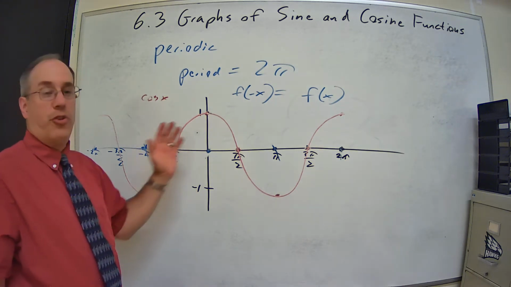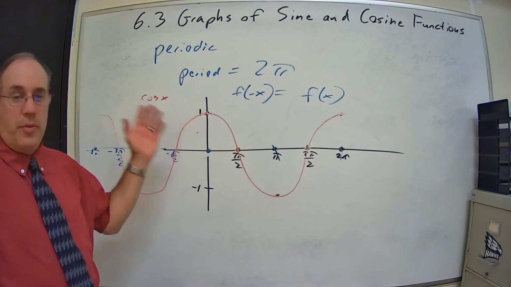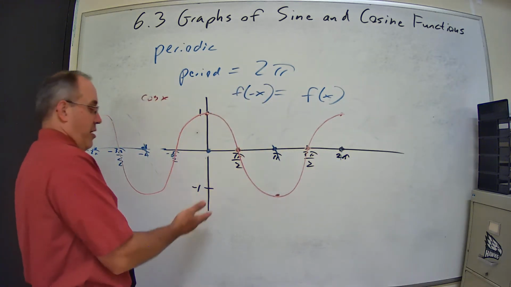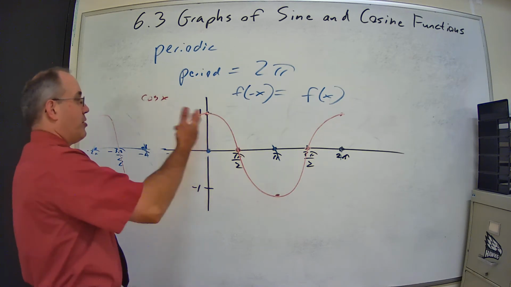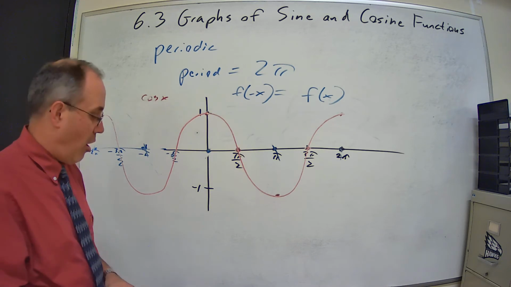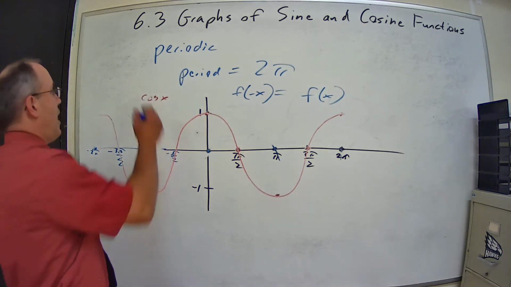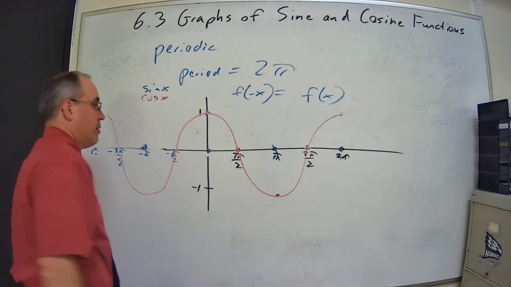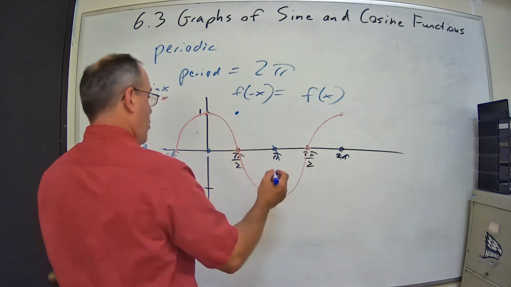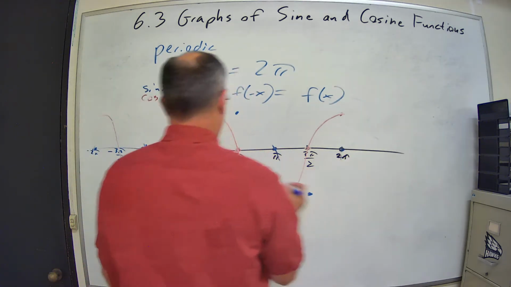And so the domain is from negative infinity to positive infinity. Again, this repeats every 2 pi, and the range is from negative 1 to positive 1. So sine and cosine aren't that difficult to work with. I'm just going to put sine back up here. And remember, it was 0, 1, 0, negative 1, 0.